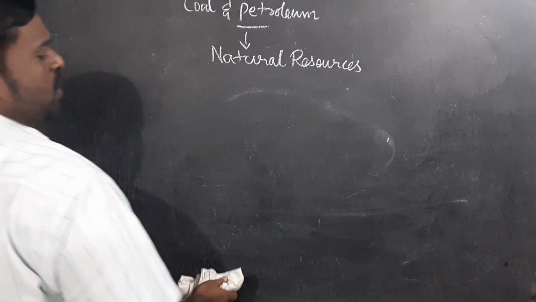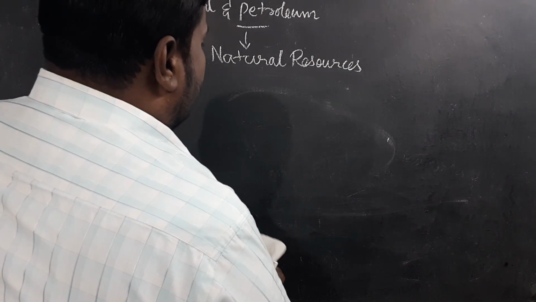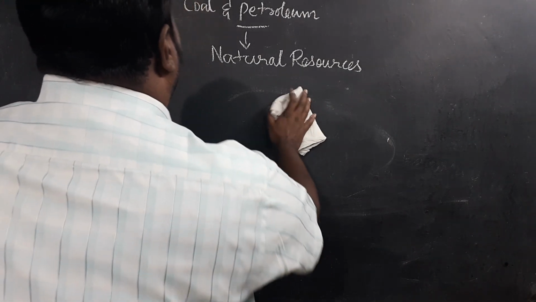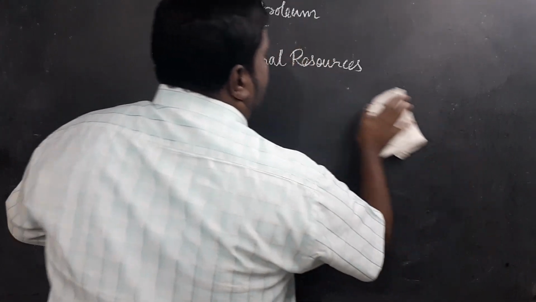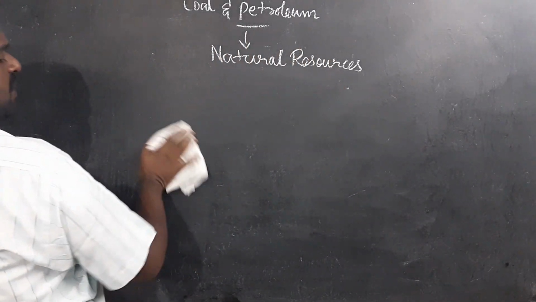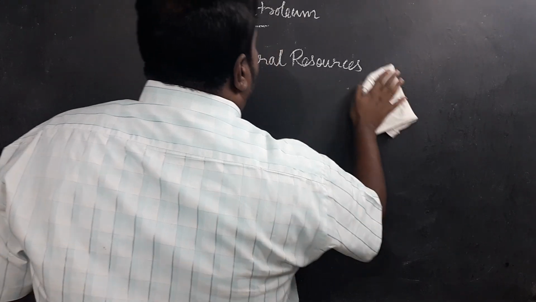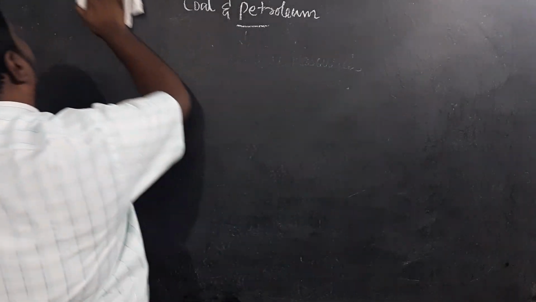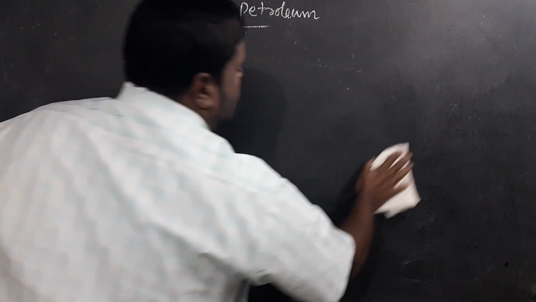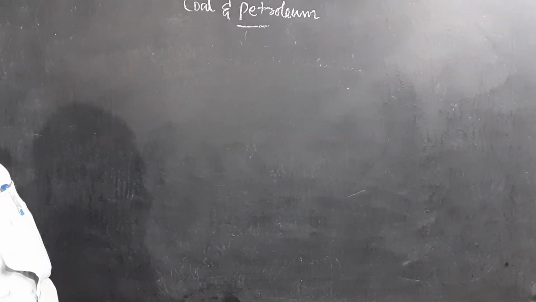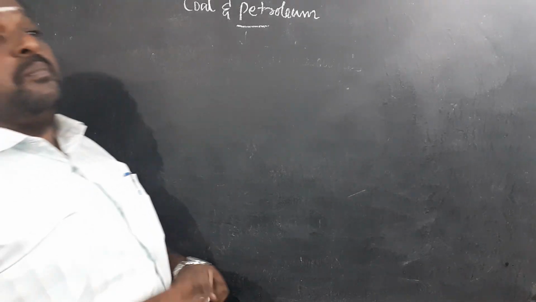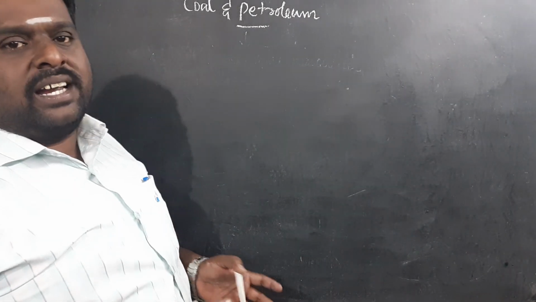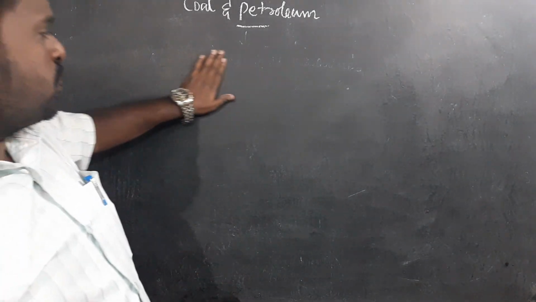Exhaustible resources are those resources which are very limited in quantity and get exhausted continuously due to human activity. It gets exhausted means one or the other day there is going to be a shortage. So that's very, very important.